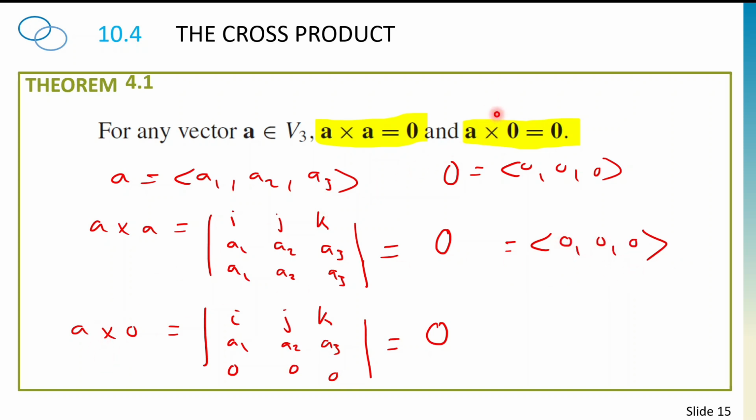Now the cross product between any vector and the 0 vector will again give us a 0. Why? Because I have the whole row as 0. And as I said before, if you have the whole row or the whole column as zeros, the determinant will be equal to 0. Okay, so this is a simple theorem. Now the next theorem is really interesting and important. We'll use it a lot, especially in 10.5.